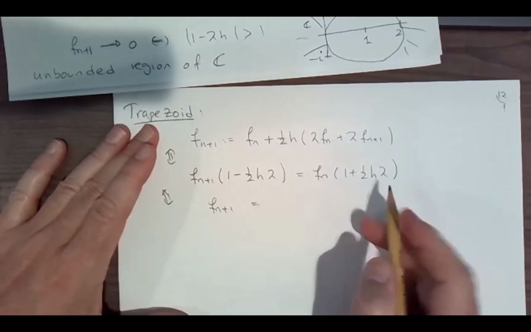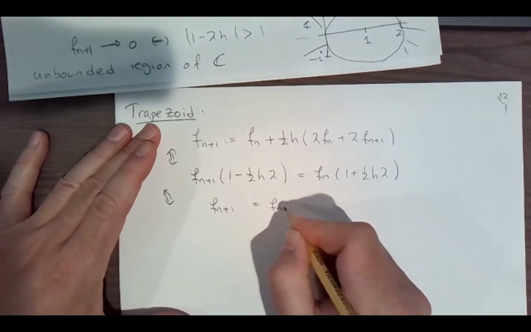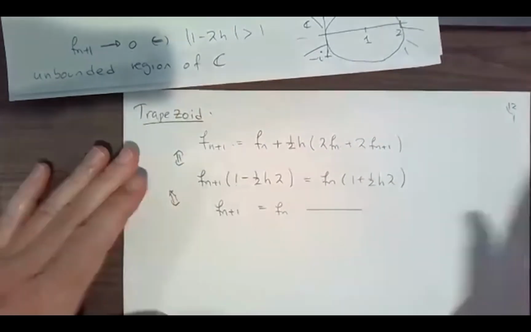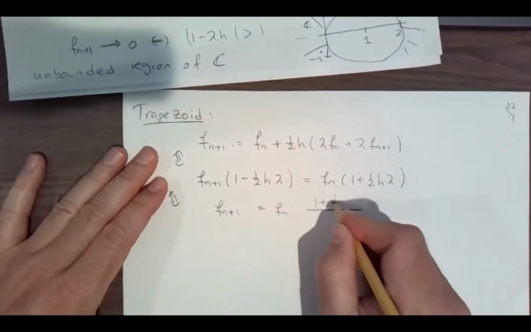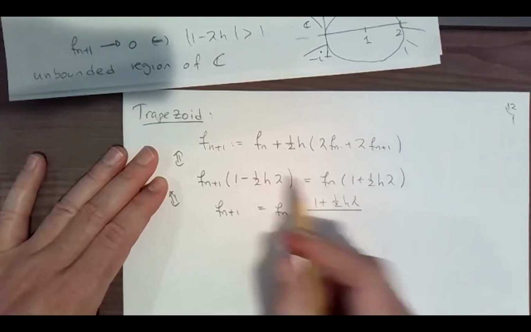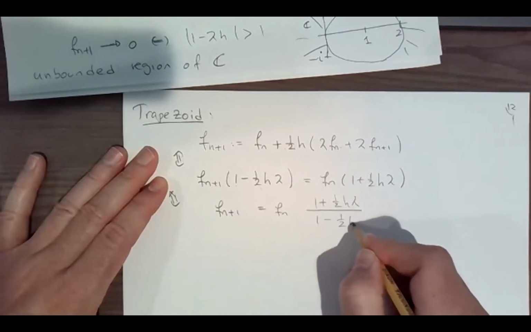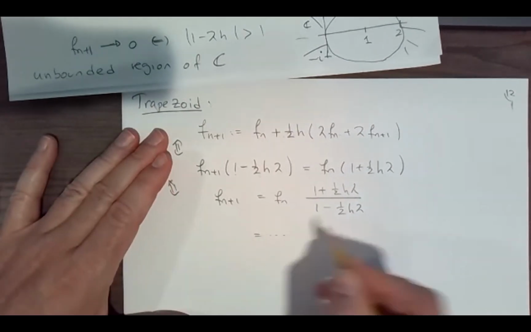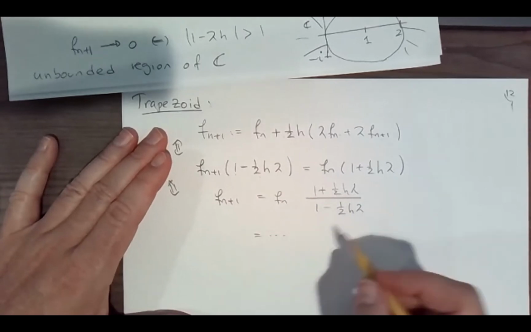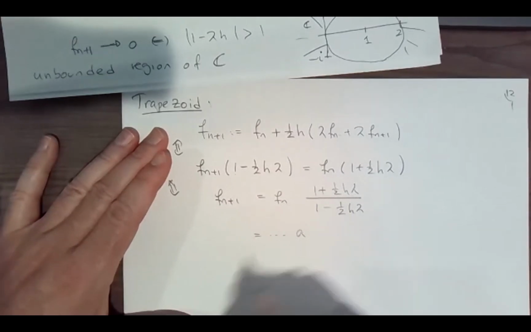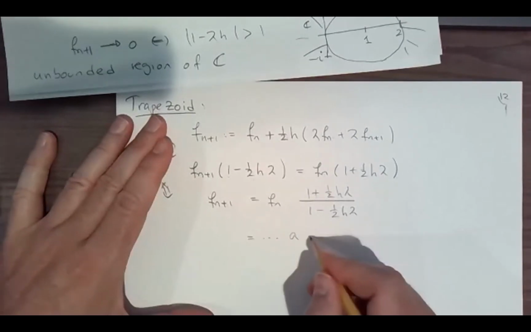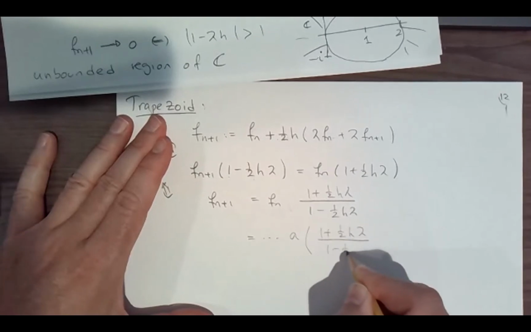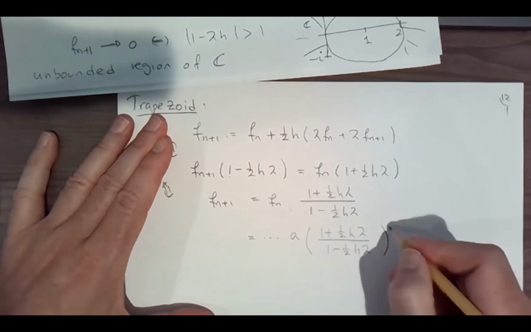I divide this thing to the other side. I get that this is fn times a ratio, 1 plus 1/2 h lambda upstairs, and then downstairs 1 minus 1/2 h lambda. And then I can iterate it. I can plug in what is fn minus 1 and so on, and I'll end up with f0, which was a, times this ratio here, 1 plus 1/2 h lambda divided by 1 minus 1/2 h lambda, to the power, say, n plus 1.